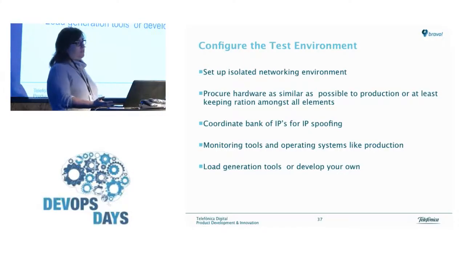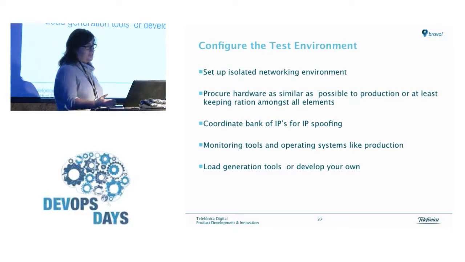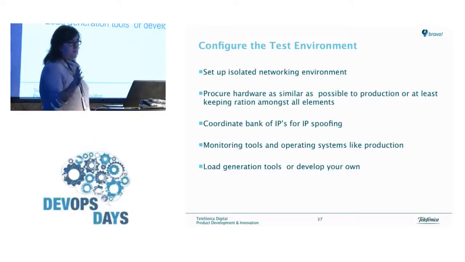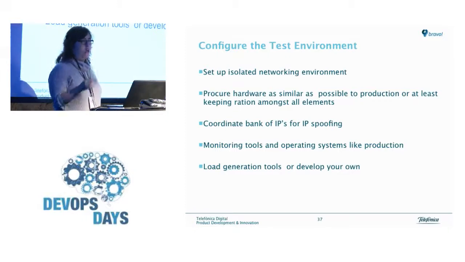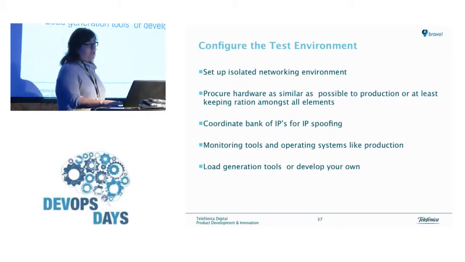You have to coordinate all the IPs for spoofing. That is really important, all these network things, because sometimes it's bad for your test environment to have no balancer, for example. You need to have all the monitoring tools and operating systems like production, all the versions, all the tools, all the resources the same. And of course, you have to have your load generation tools. That's the only thing that is different. Okay, you can have your tools or develop your own. That is not that hard, actually.